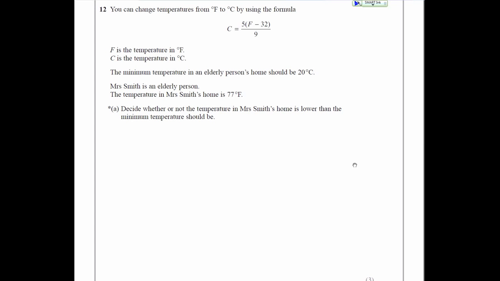Question 12. You can change temperatures from degrees Fahrenheit to degrees C by using the formula C equals 5 times brackets F minus 32 all divided by 9. F is standing for degrees Fahrenheit and C degrees Celsius. The minimum temperature in an elderly person's home should be 20 degrees C. Mrs. Smith is an elderly person. The temperature in Mrs. Smith's home is 77 degrees Fahrenheit. So let me guess, we're going to have to convert and see if it's bigger or smaller.